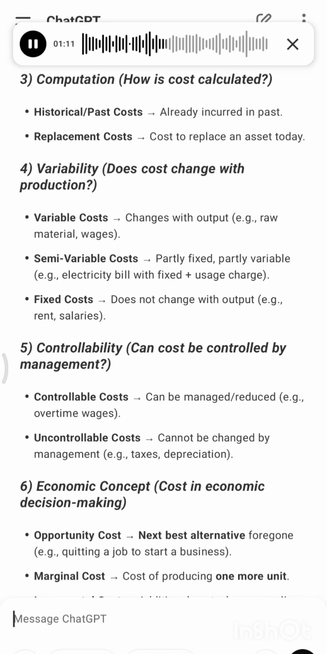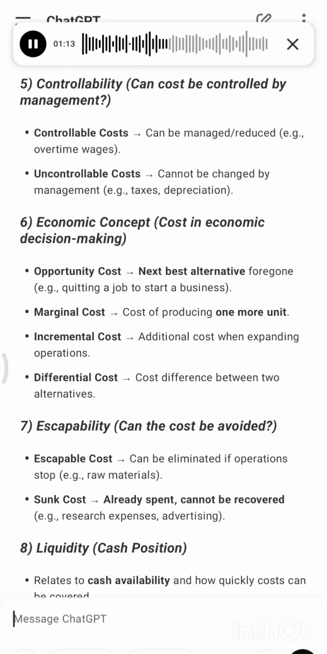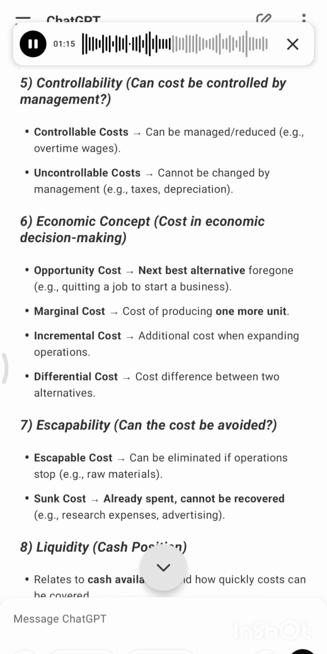rent, salaries. 5. Controllability. Can cost be controlled by management? Controllable costs can be managed or reduced, e.g. overtime wages. Uncontrollable costs cannot be changed by management, e.g. taxes, depreciation. 6. Economic concept.